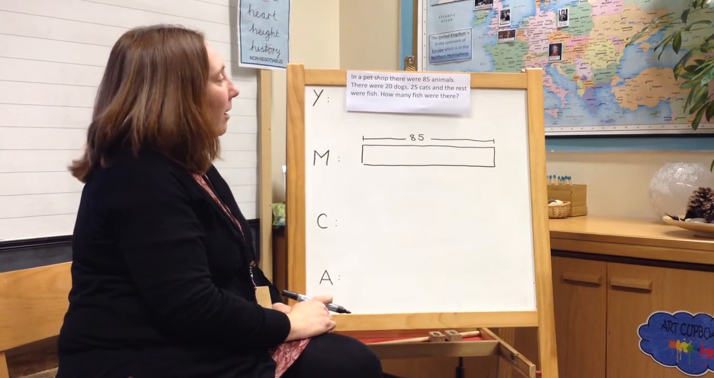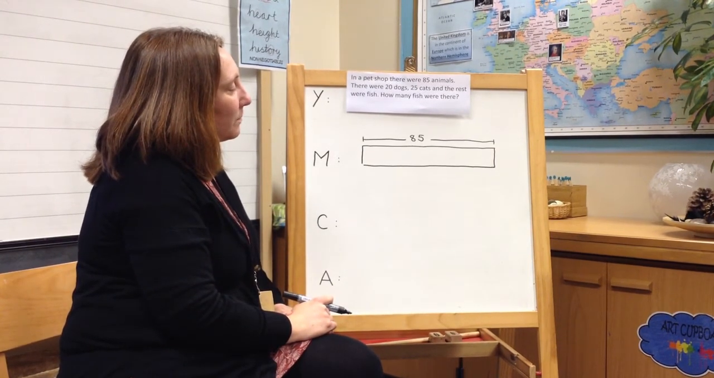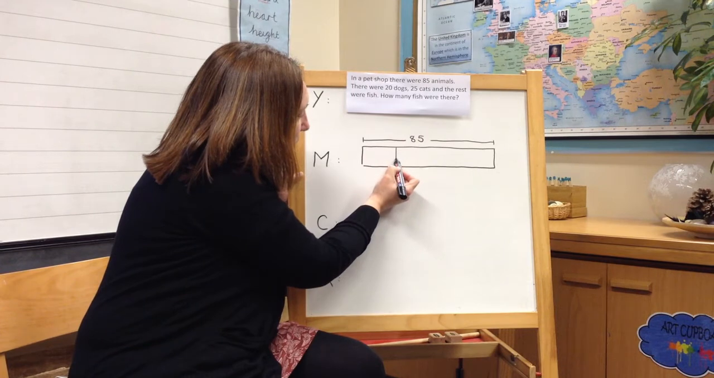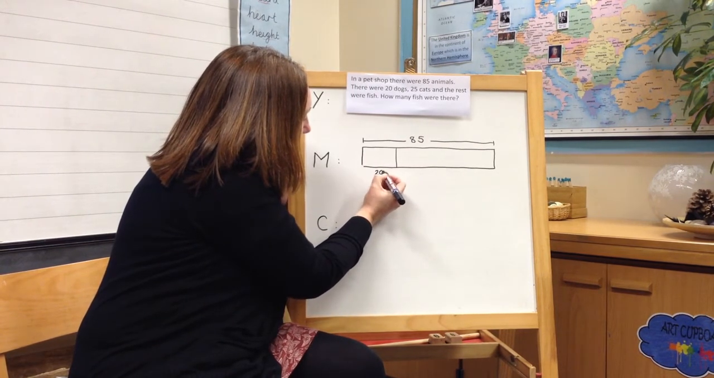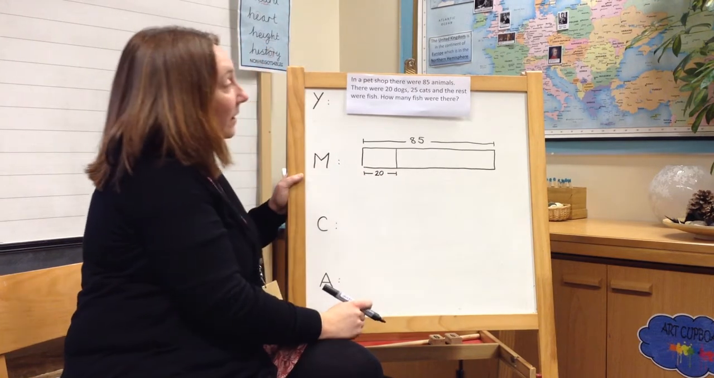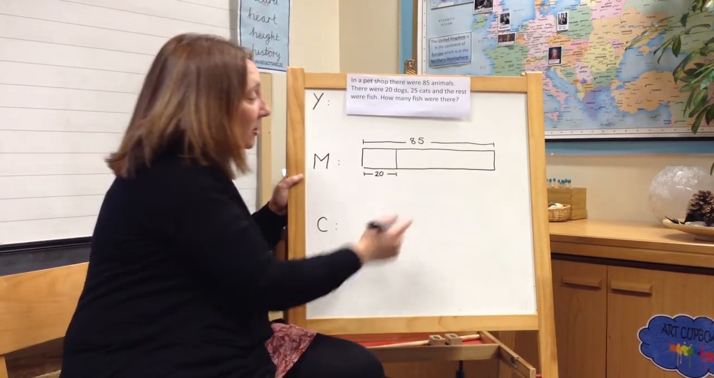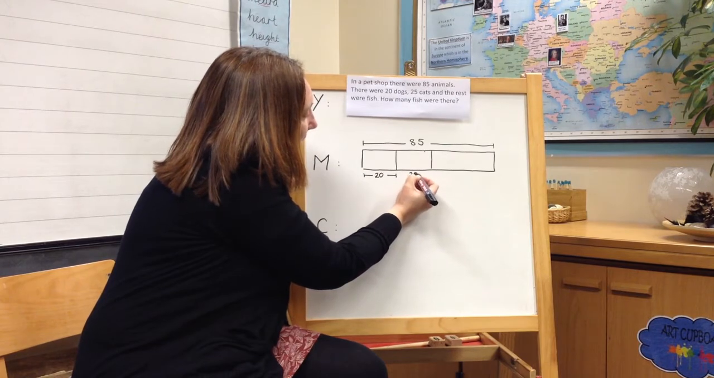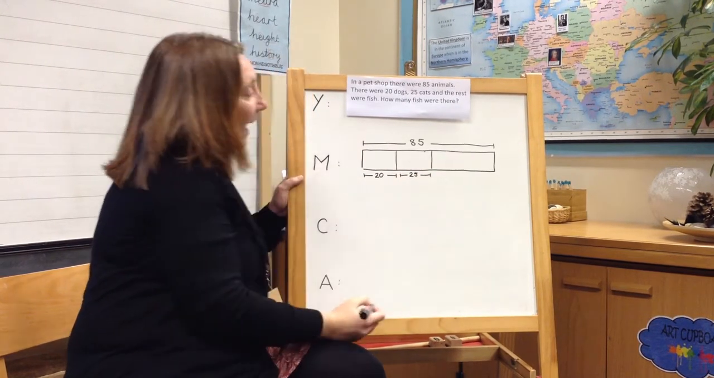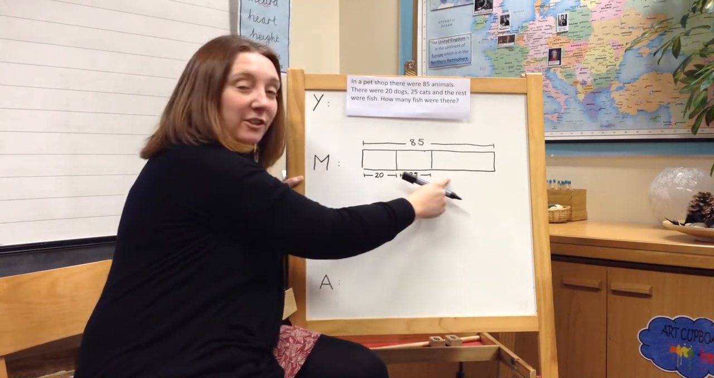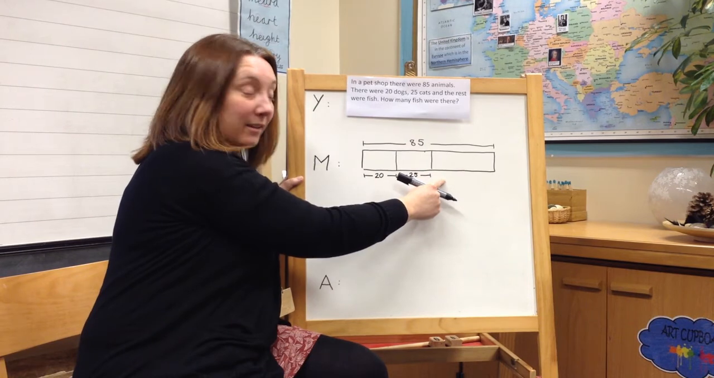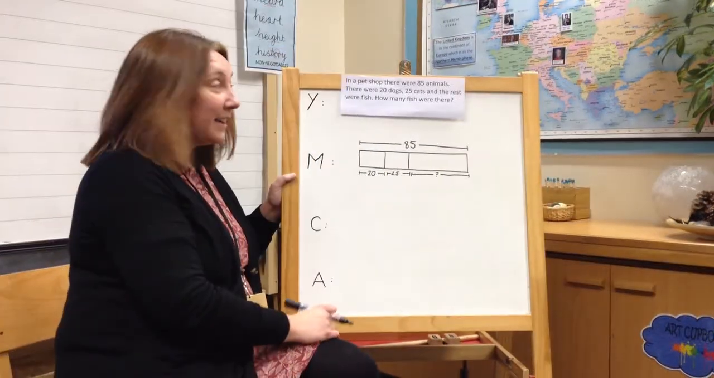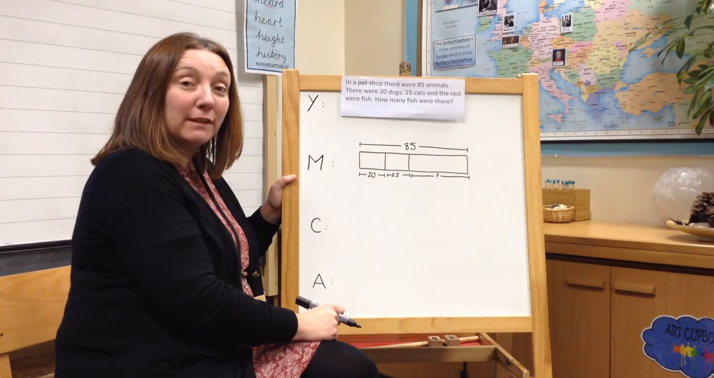Let's find out about some of these parts. There were 20 dogs. 20 is almost a quarter of 85, so I'm going to find around a quarter, and that's 20. There were 25 cats, just a little bit more than a quarter. That's 25. And the rest were fish. How many fish were there? Well, this is where the question mark needs to go. So this time you can see the bar has got three parts.